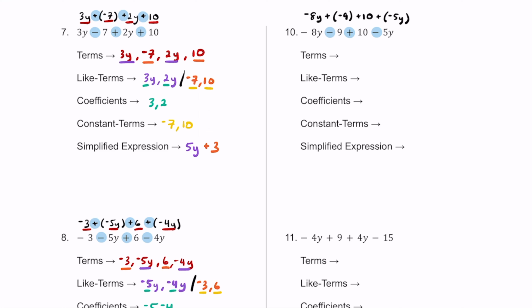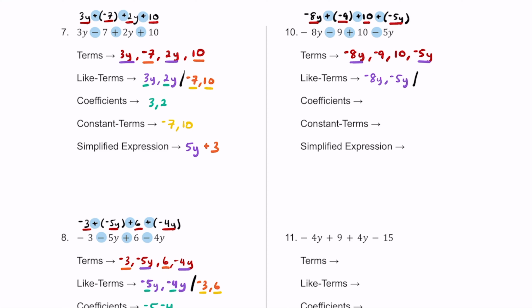All right, at this point we have a plus, and another plus. So it looks like we have 1, 2, 3, and 4 different terms. So negative 8y is the first one, negative 9 is the second term, positive 10 is the third term, and negative 5y is that fourth term. Okay, so which ones are like each other? Negative 8y and negative 5y, those are like each other. They both have y.